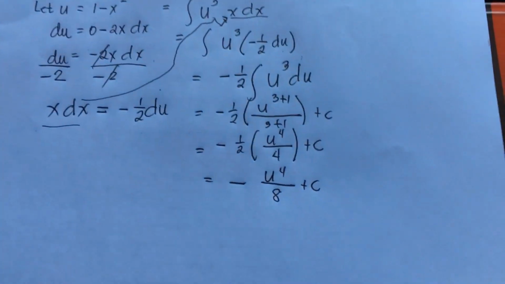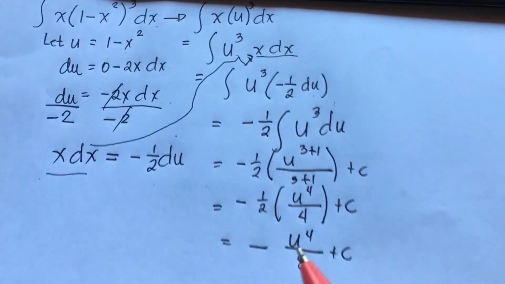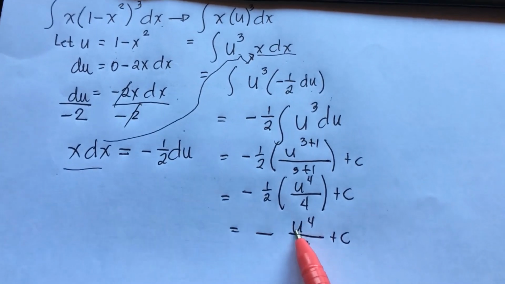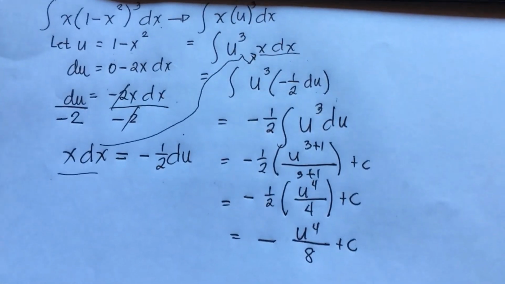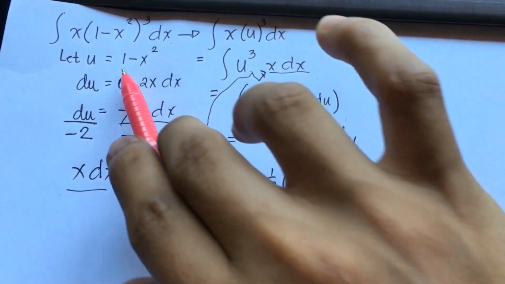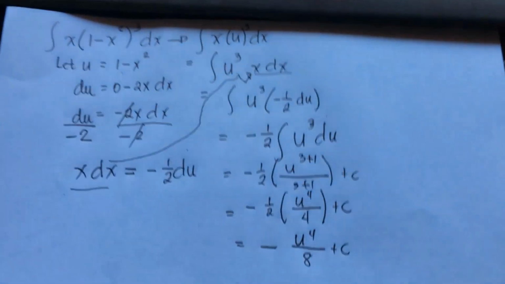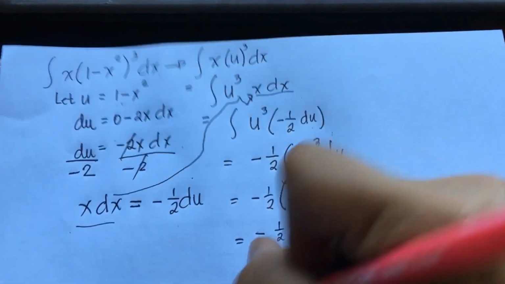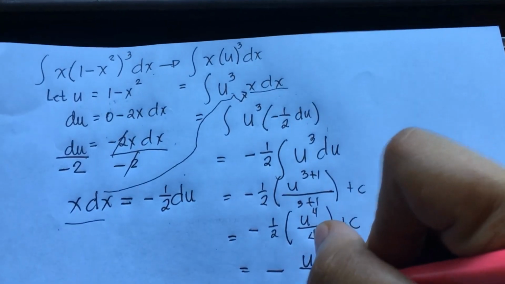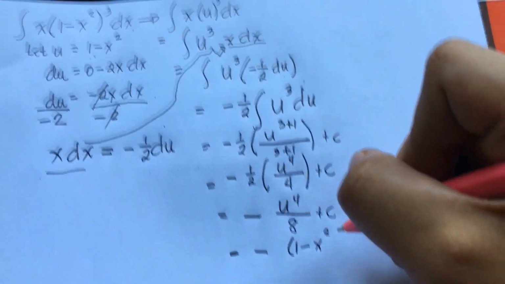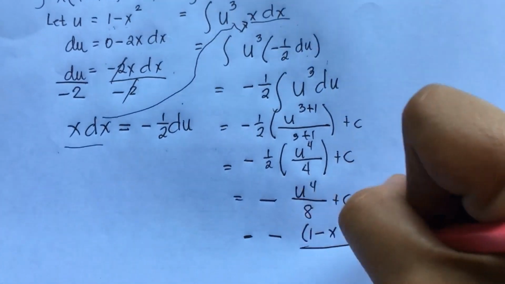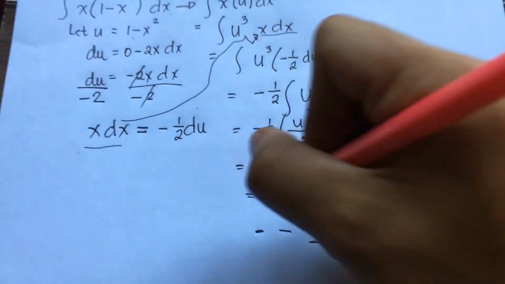Is this your final answer? No. You need to make it sure itong base natin will turn into its original form. So, yung u natin, which is 1 minus x squared. So, your final answer now, negative 1 minus x squared raised to 4 over 8 plus c.